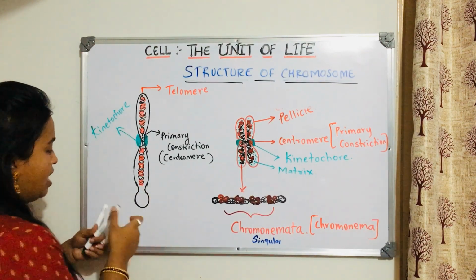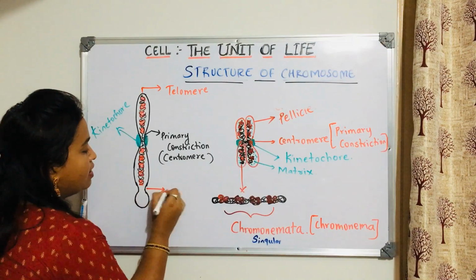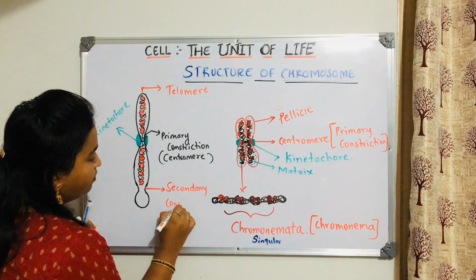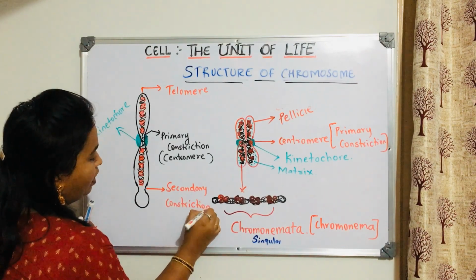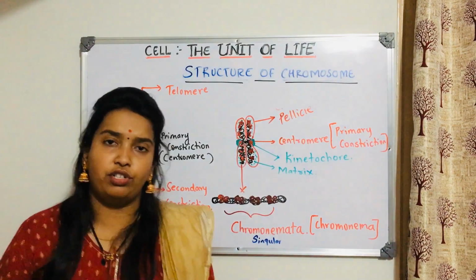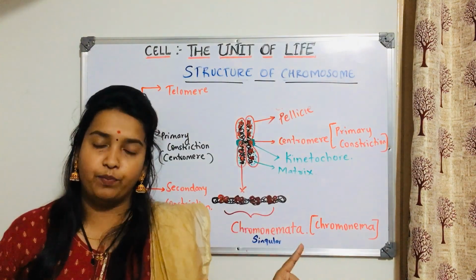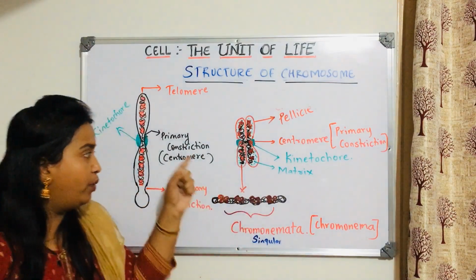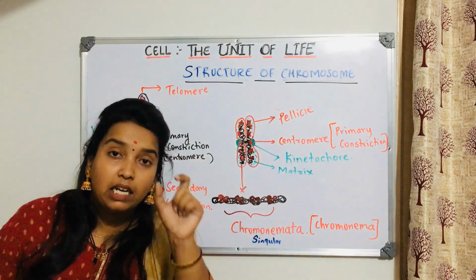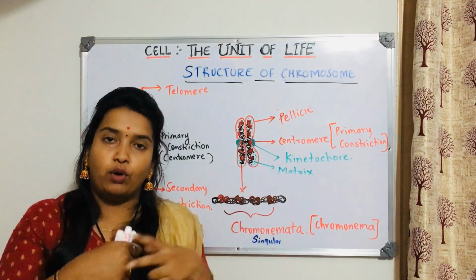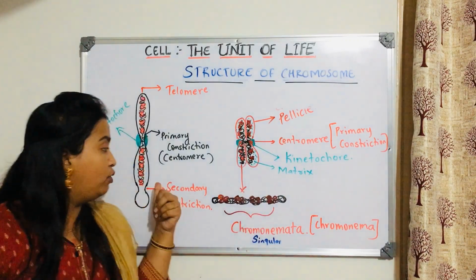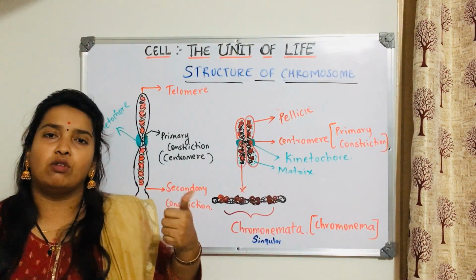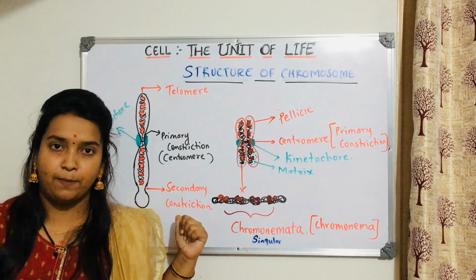Now this region is called secondary constriction. Now, does this secondary constriction act like a centromere? No, it will not act like a centromere, because kinetochore has affinity only towards the primary constriction region. There are particular proteins which help the kinetochore to attach to the centromere region. But here those proteins are not there, so kinetochores will not get attached here, and that is why spindles also will not get attached to the secondary constriction region.